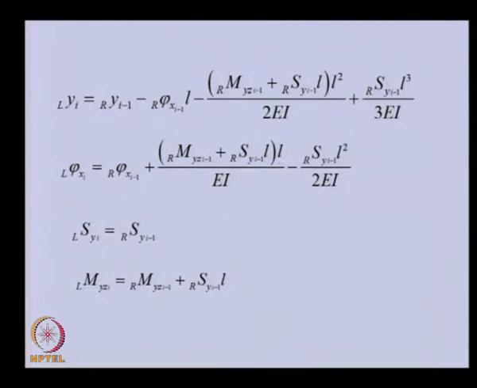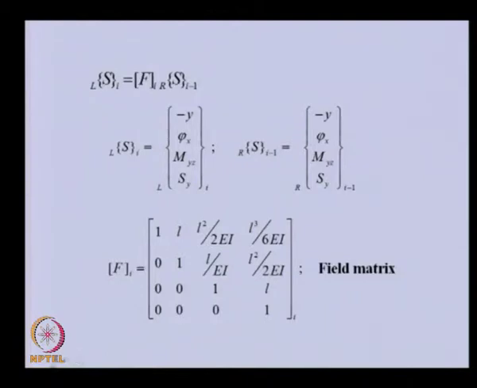Now we can rearrange these equations and put them in matrix form. Basically, we are stacking the state vector like this: first the linear displacement, with a minus sign taken so that in the matrix all the terms are positive, then angular displacement, bending moment, shear force. This particular state vector which we have written is for left of ith disc, this is for right of I minus 1 disc, and this is the field matrix which is for the ith shaft.